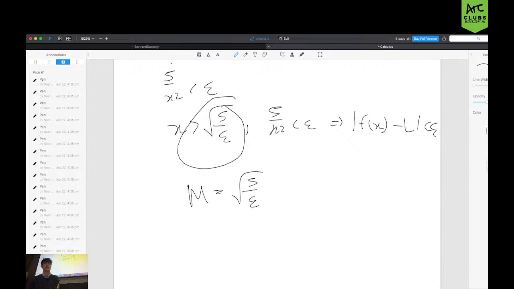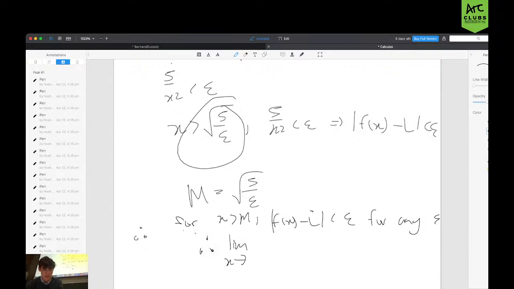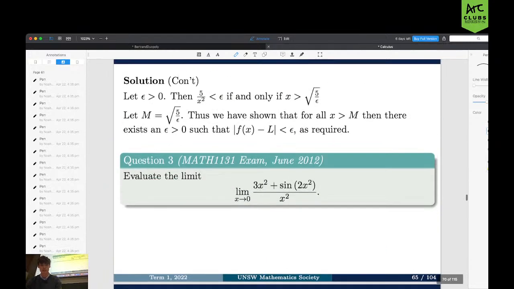And because we found m as a function of epsilon, for any arbitrary epsilon value that we choose, we're always able to come up with that m value, and therefore the limit must exist. Right, so here, by the Epsilon-M definition, to conclude this question, it's better to say, therefore, for x larger than m, f of x minus L is less than epsilon for any epsilon. And therefore the limit as x approaches infinity of x squared minus 2 on x squared plus 3 must be equal to 1. Right, and so here's the solution written up quite nicely.